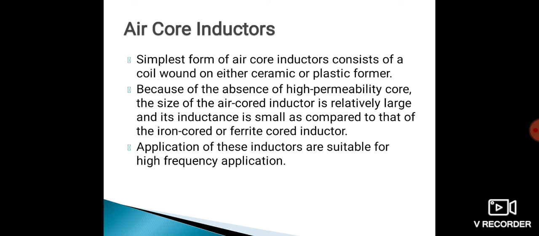First we will learn about air core inductors. The simplest form of air core inductor consists of a coil wound on either a ceramic or plastic former. That means to construct the inductor, we have a base of ceramic or plastic former, and around this base we wind a conductor to form the inductor.